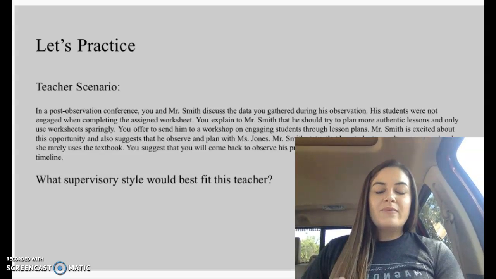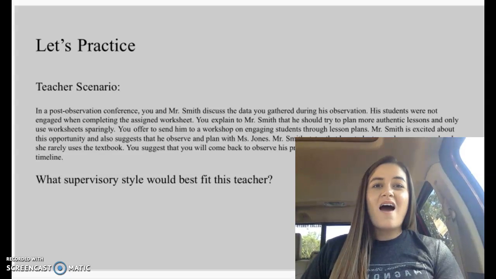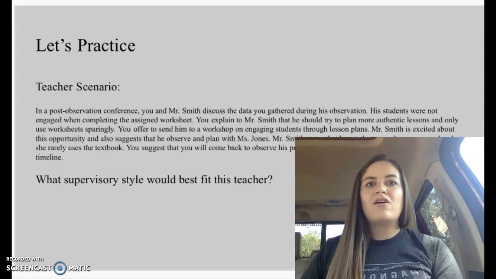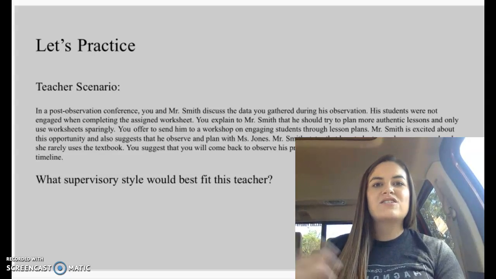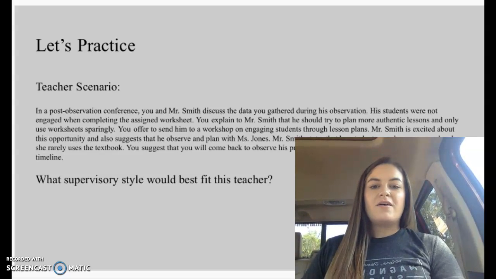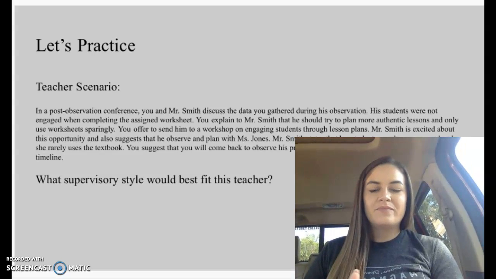So I would use a collaborative style with Mr. Smith and see how that goes, and maybe we might need to alter it, but he seems pretty willing to change, and then maybe as time goes on, he can start noticing what's going on in his classroom himself. But for now, we're going to stick with the collaborative style of training.